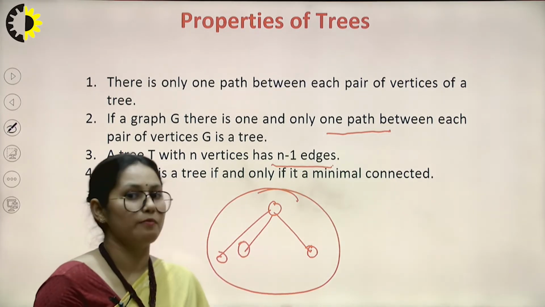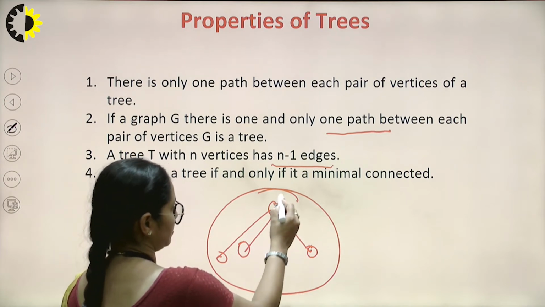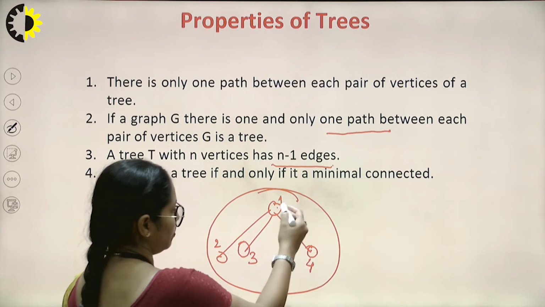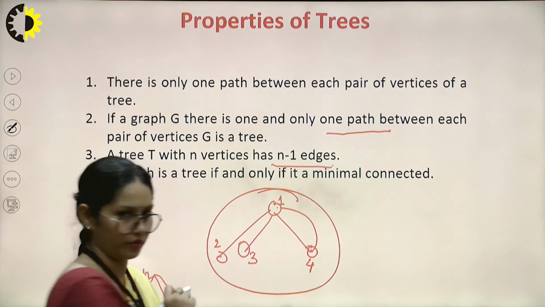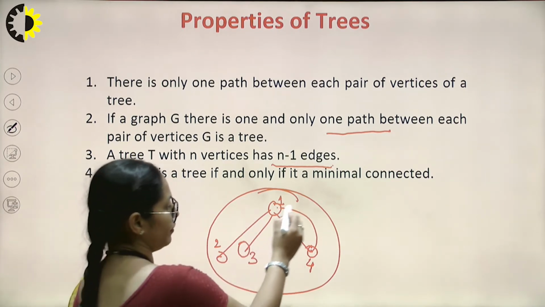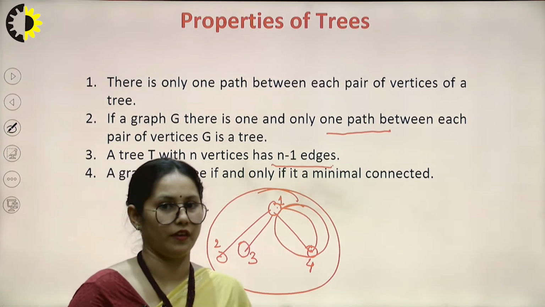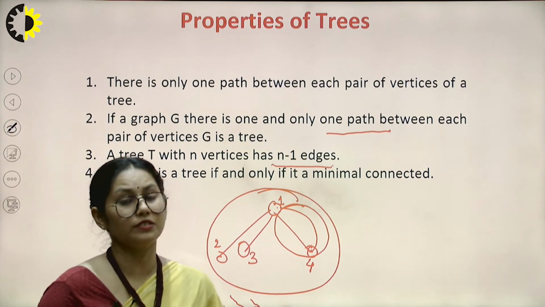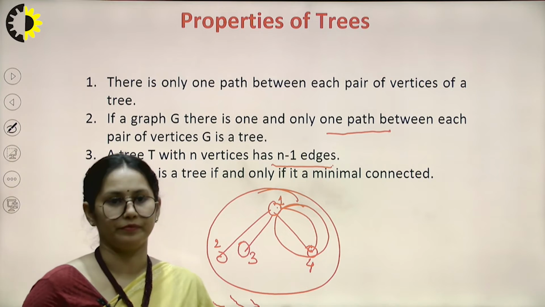If there is more than one connection, what does that mean? Suppose this is node 1, node 2, node 3, node 4, and node 1 is connected to node 4. Here it is forming a cycle. So this particular graph will not be a tree because it contains a cycle. These are the basic properties of the tree.